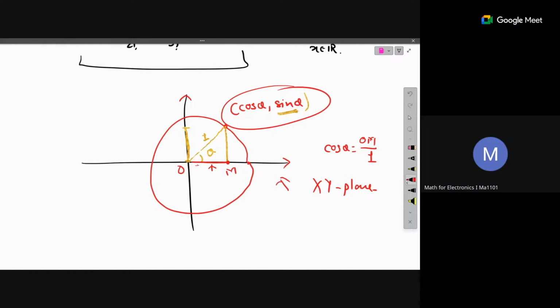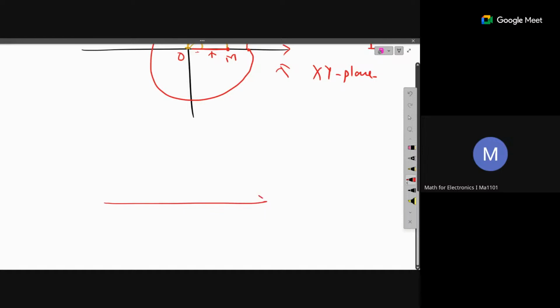But if you consider this plane to be your complex plane, what is our complex plane? Here this will be your real axis, this will be your imaginary axis, and any point can be given as a plus i b, where a is this particular distance and b is this particular distance.